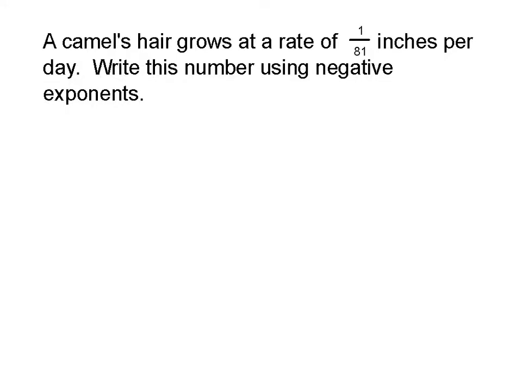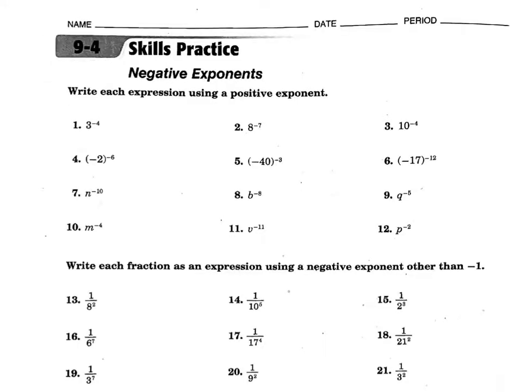I'm going to skip this word problem for today, and I want to go right to our work. Let's do a couple. Remember, you're only doing the odds of your work today, okay? So 1, 3, 5, 7, 9, and such. Let's do a couple together. How about number 1? 3 to the 4th power.